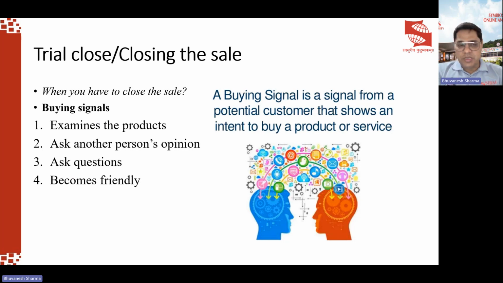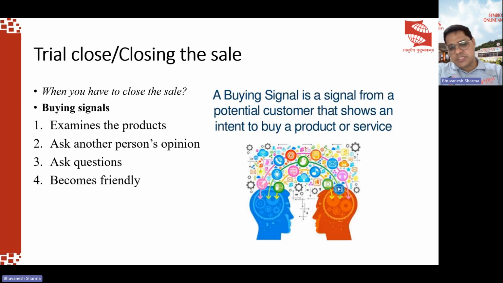Another is asking another person's opinion, if they prefer somebody else at that point in time, and they say, okay, what is your opinion about it? Next, if they continue to ask questions on not only the product but various aspects of the business deal, he may get into negotiation and want to trial close it, and he becomes friendly with you. Being friendly at a later stage is absolutely fine, but friendly at the initial stage might not be a good indication for the salesperson.